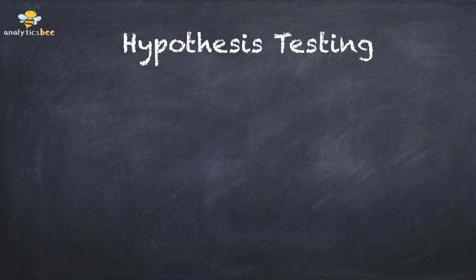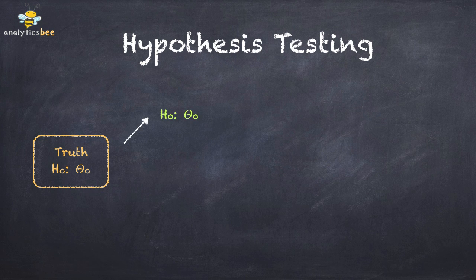There are 4 possible outcomes from hypothesis testing. Under the scenario of the null hypothesis being true, if we accept the null hypothesis, then the outcome is a true negative. If we reject the null hypothesis and accept the alternative hypothesis, then the outcome is considered a false positive.